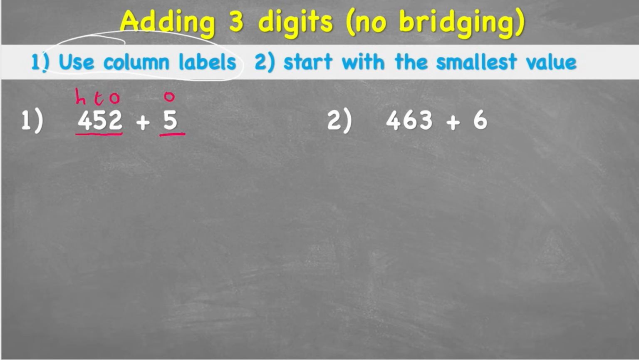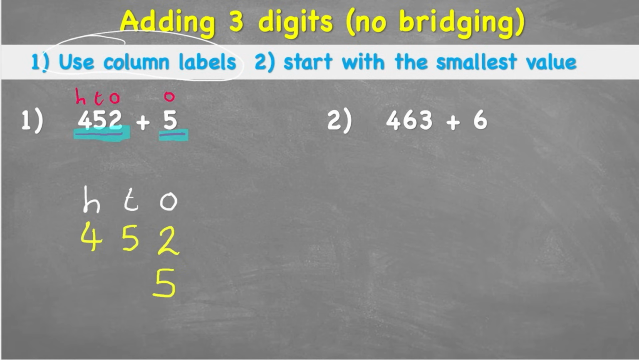Now when I'm setting up my place value chart, I can put hundreds, tens and ones because we have nothing bigger than 100 and nothing less than ones. And now I'm going to start with the 452. And I can see that I have a 2 in the ones column, so I need to put my 2 in the ones column. I have a 5 in the tens column, so I put the 5 in the tens column. And a 4 in the hundreds column, so I put the 4 in the hundreds column. Now I can look at my 5 and I see that that's in the ones column. So I'm going to put it here underneath the 2.